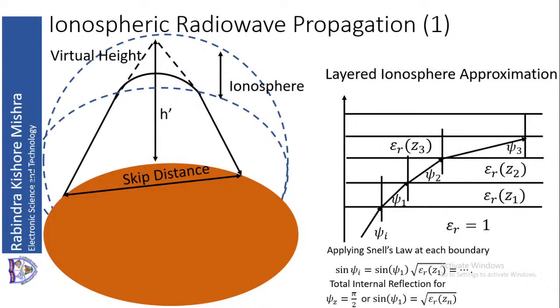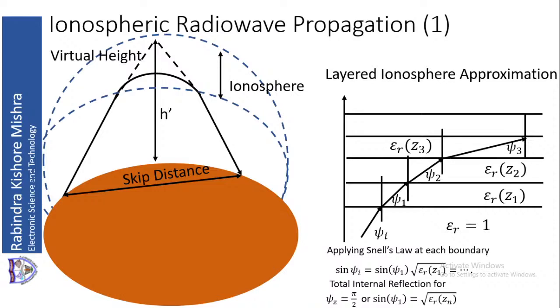So the minimum distance between the transmitting antenna and receiving antenna, where the wave can be received by the receiving antenna, is called the skip distance. It is the minimum distance between these two where the receiver is going to receive the transmitted wave. That is what the skip distance is. The height, as I told you, is called the virtual height.